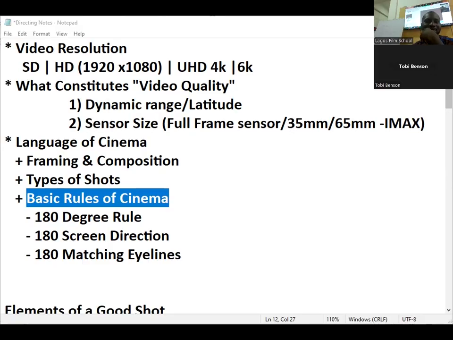Move back and zoom in. I hear you. Okay.